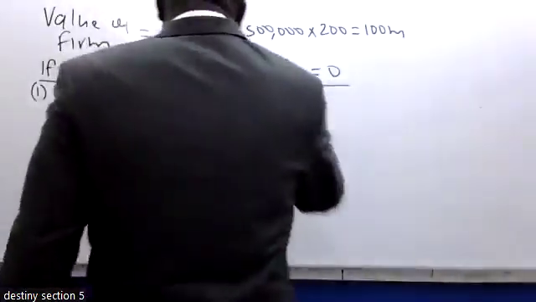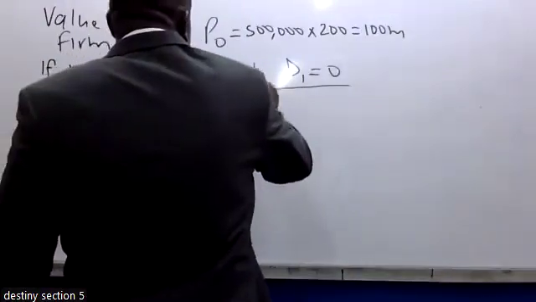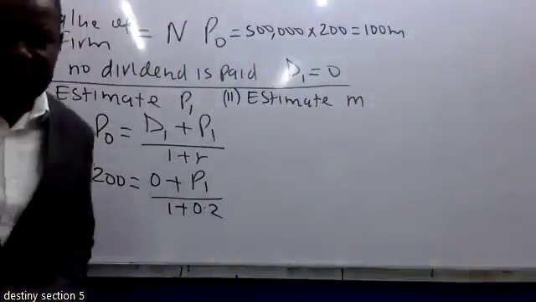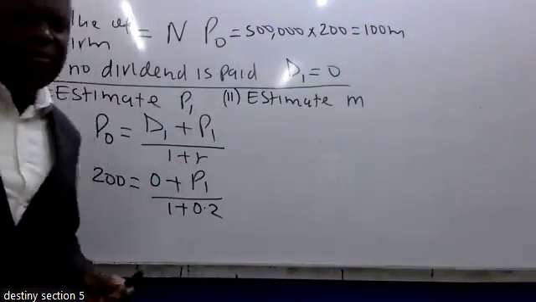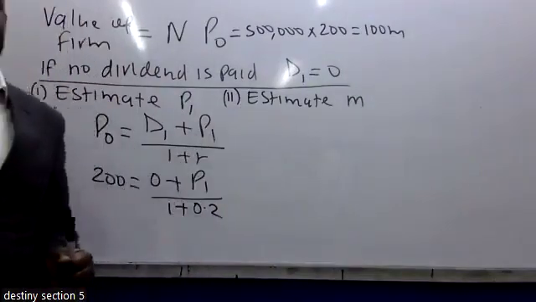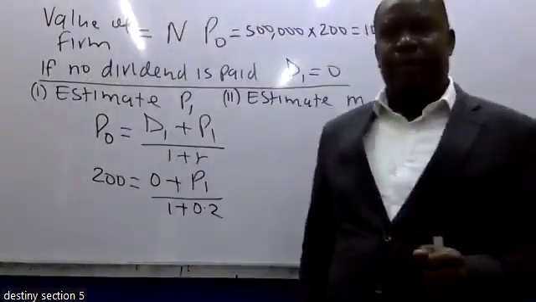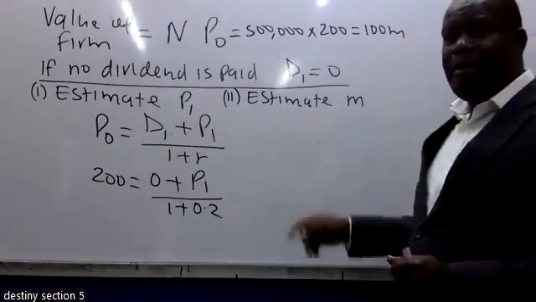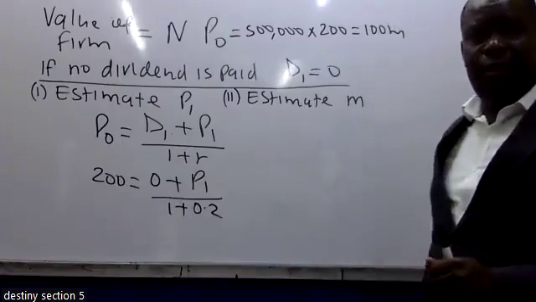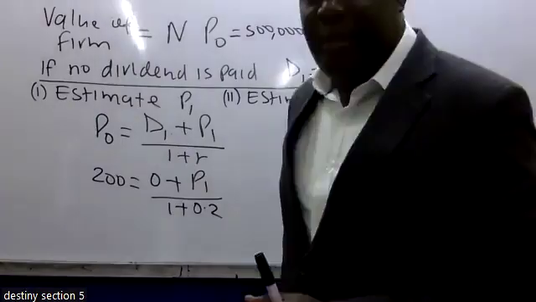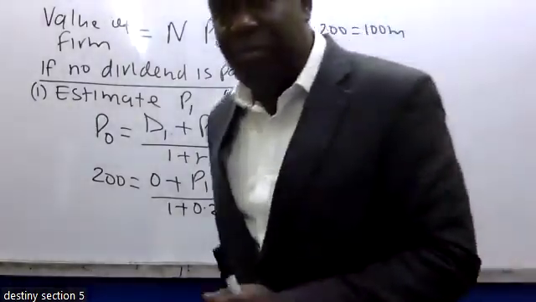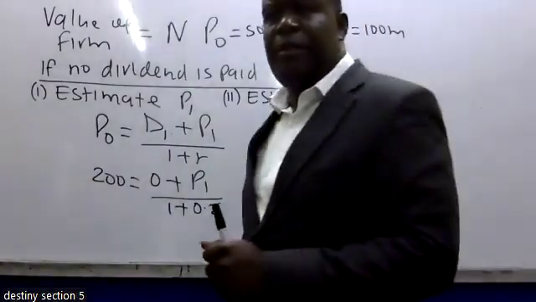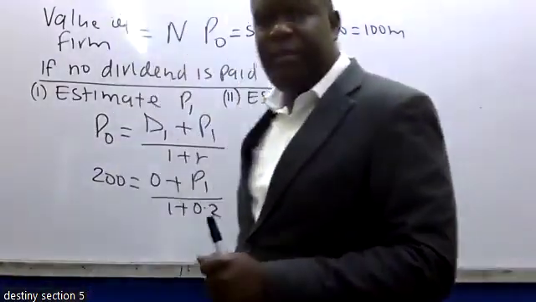We got the step number two, where we say that we estimate M. M, maybe you can comment that, is the number of the new shares to be issued to raise the new capital.